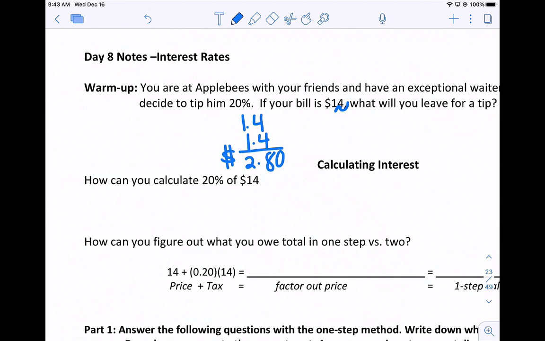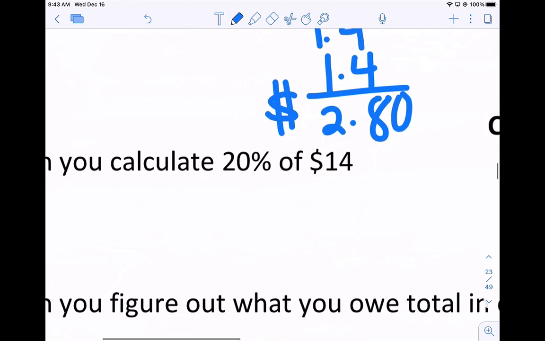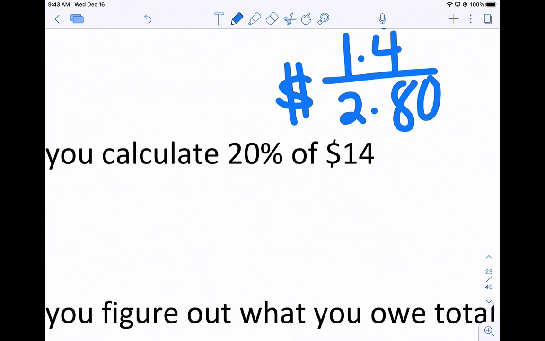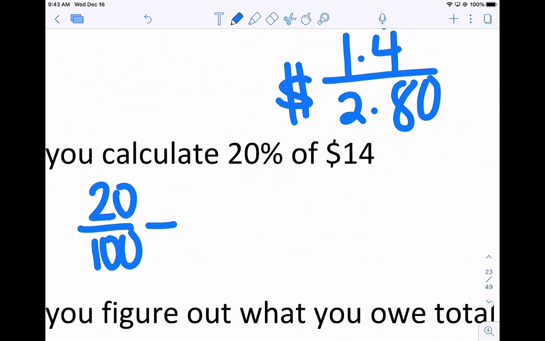So again, many ways to calculate 20% of $14. Another way is you can change 20% to a decimal. So to change a percent to a decimal, you can take 20 divided by 100, or it's just the same as moving the decimal place over twice. So 20% is 0.20. In math, of means times.